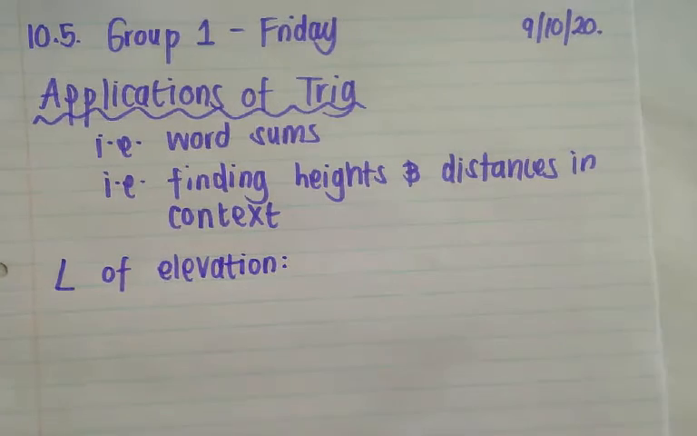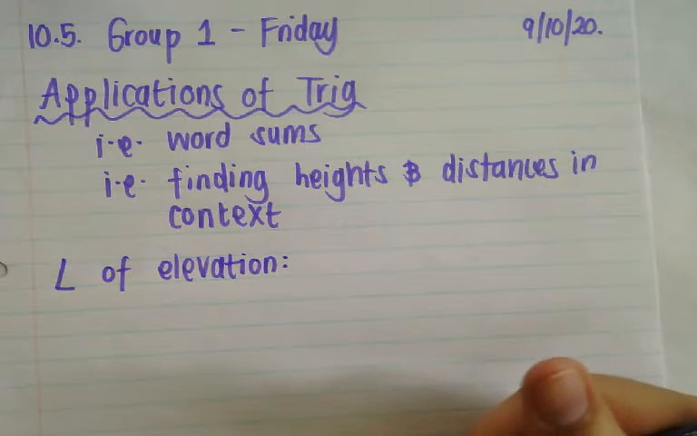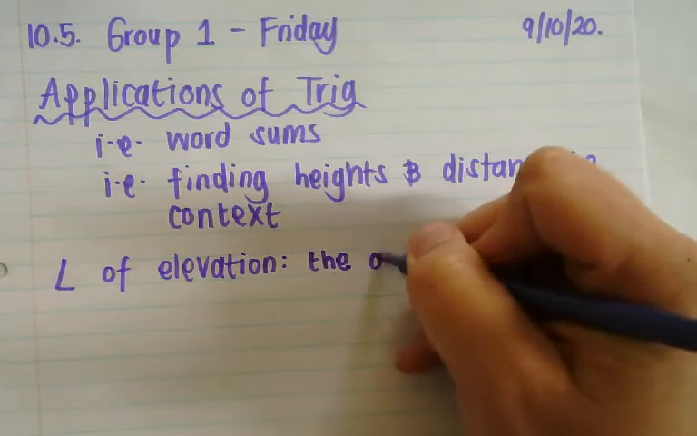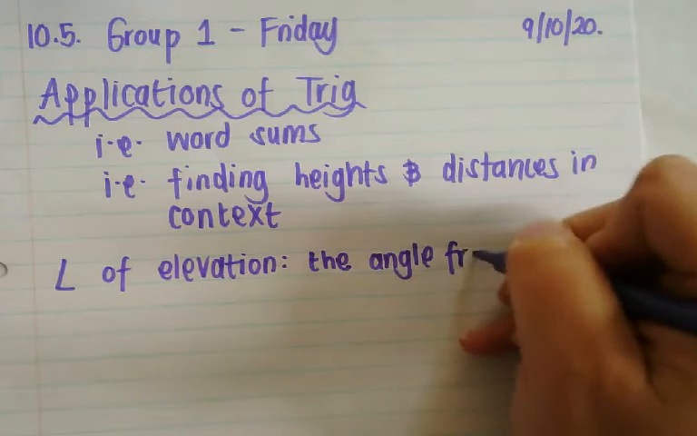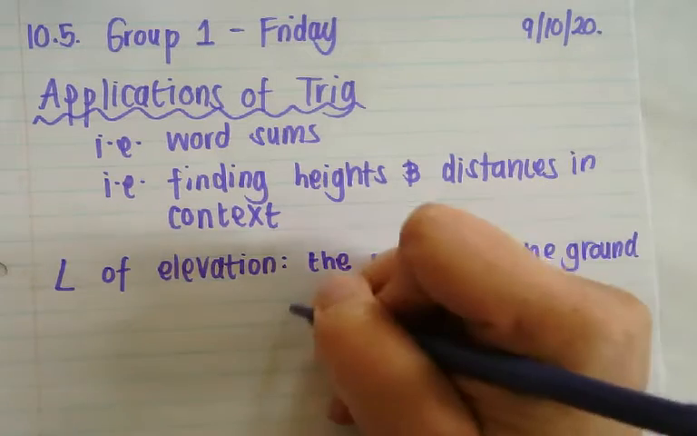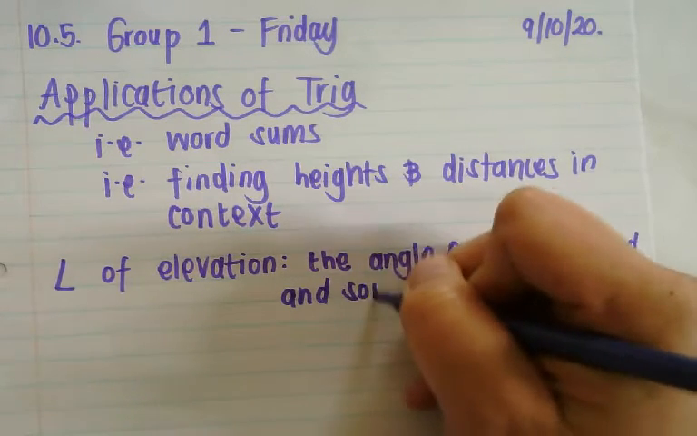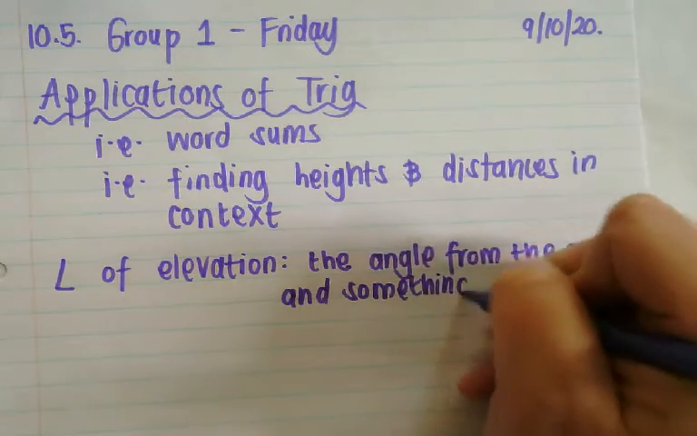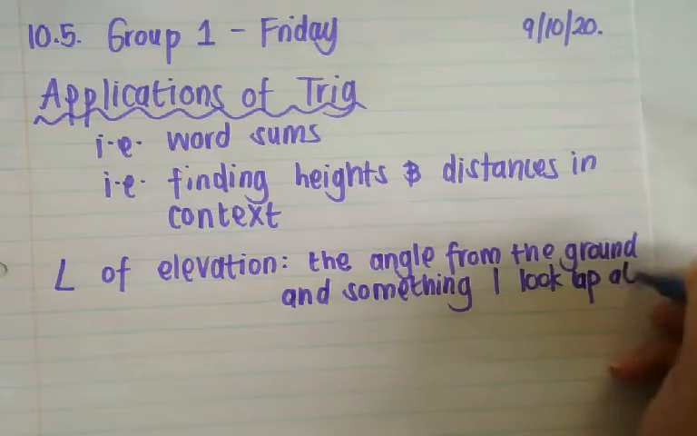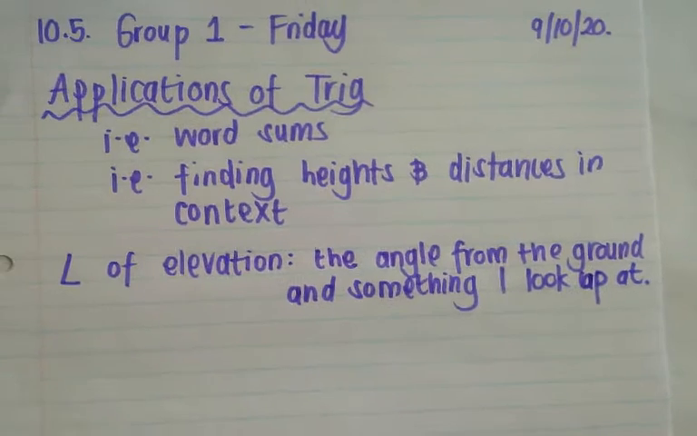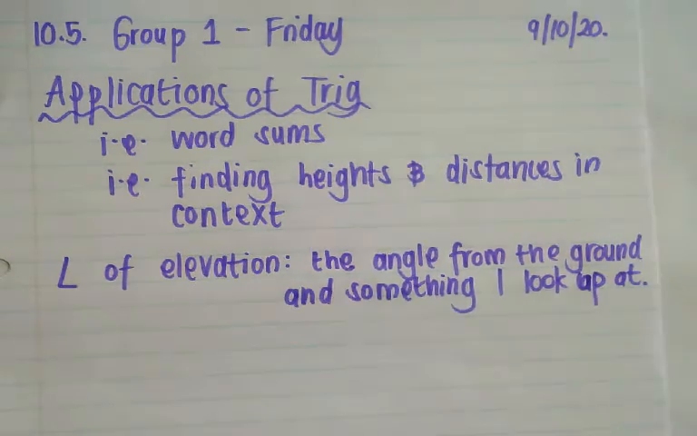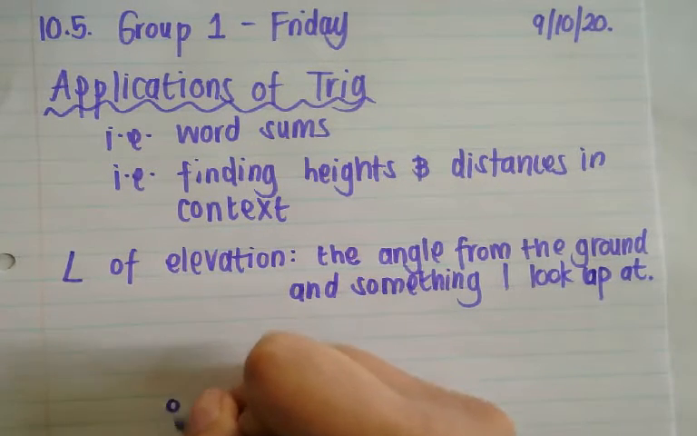Okay, so an angle of elevation, what does that mean? It is the angle between the ground and something I look up at. So, I mean, that's what elevate means, right, is to rise. So if I had to draw a picture, I'm standing here.